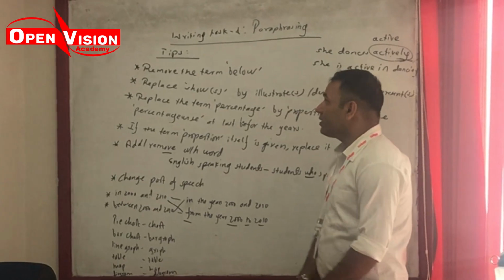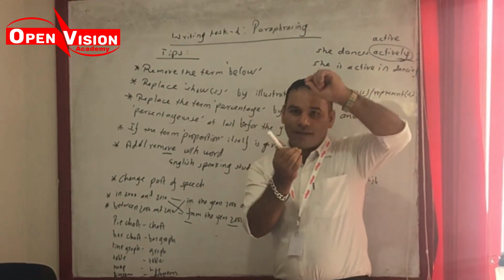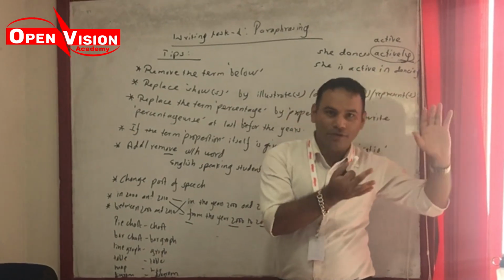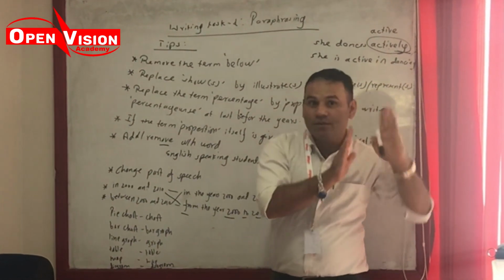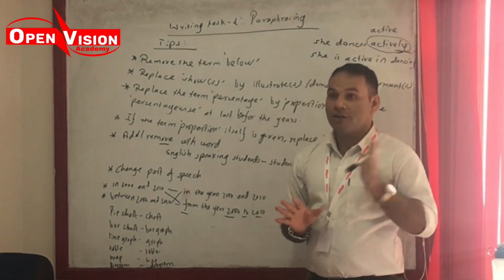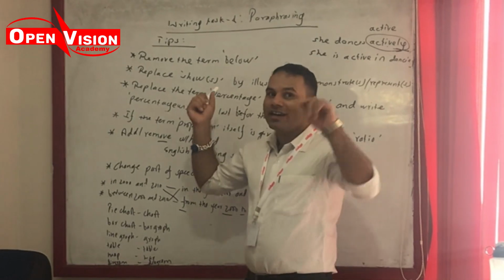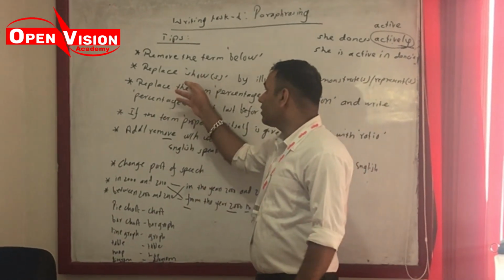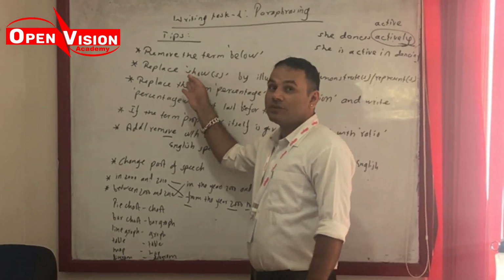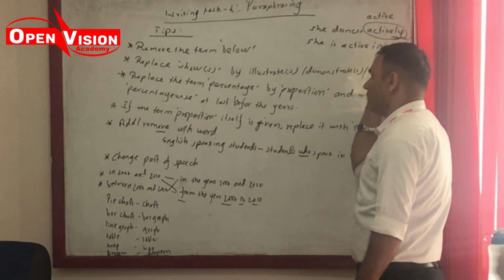The first tip is to remove the term "below" in the question paper, such as "the pie chart below" or "the bar graph below". Don't use the term below. After below what happens? "The bar graph below shows". In this way the question is given to you. What you can do is replace the term show or shows with illustrates, demonstrates, or represents.